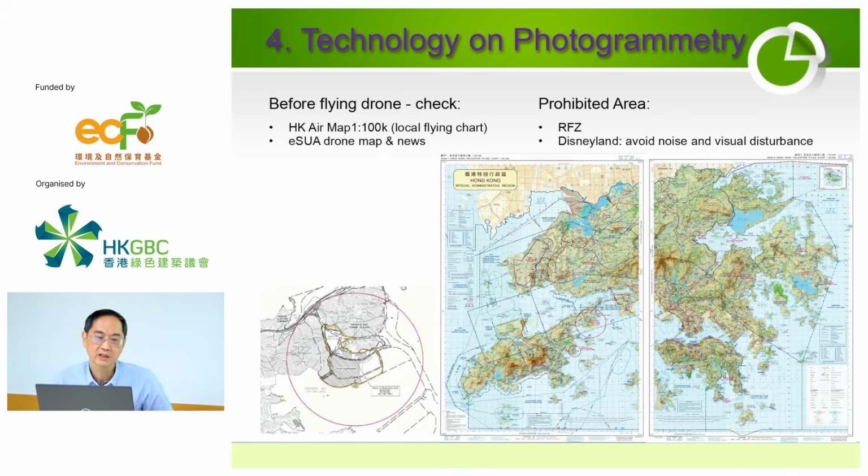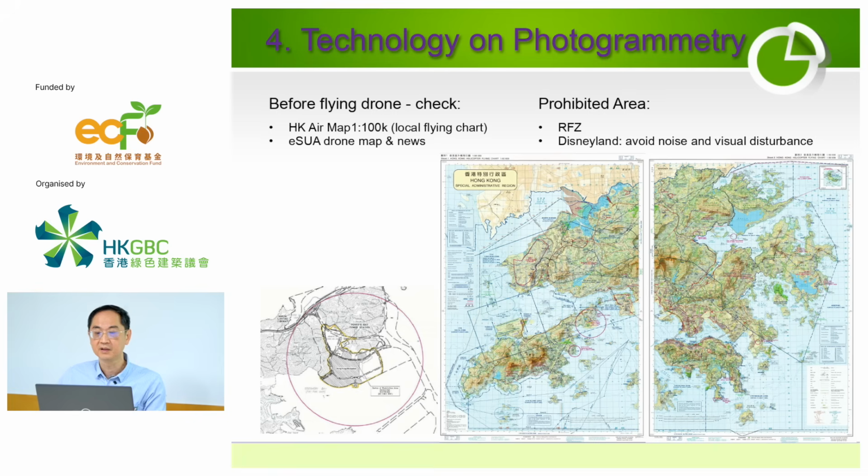Before we fly the drone, we need to check the Hong Kong air map. It is a 1 in 100K scale map. When we look in here, we see there is Disneyland or Penny Bay. Disneyland is a prohibited area. We cannot fly a drone or SUA there because of noise and visual disturbance, unless we get permission from CAD.